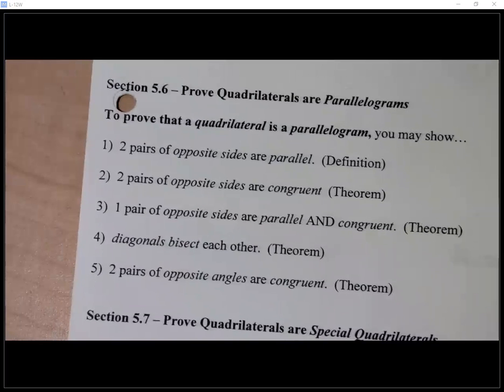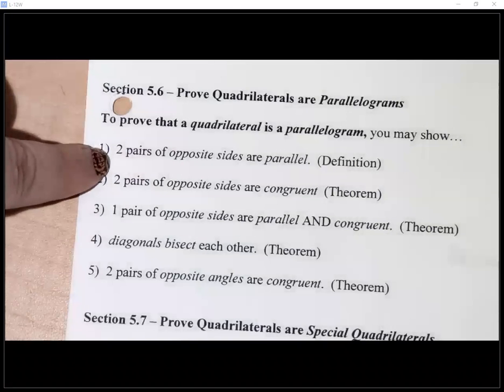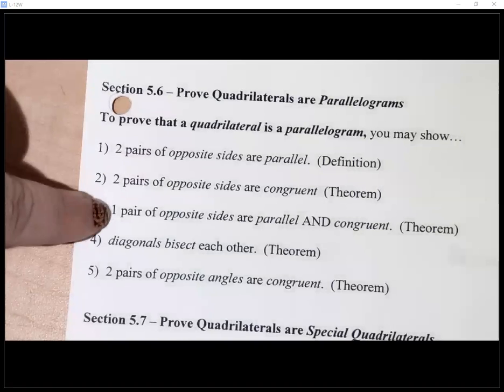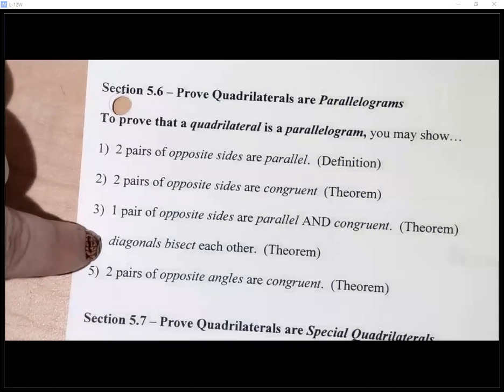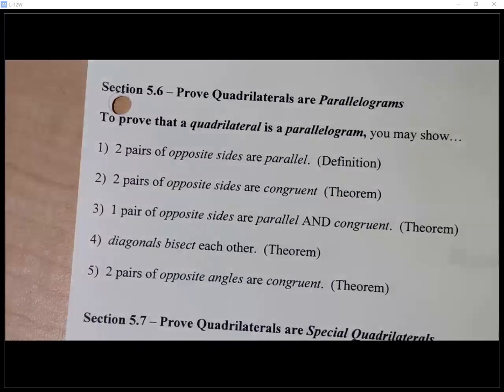You can either show me that you have two pairs of opposite sides parallel, two pairs of opposite sides that are congruent, one pair of opposite sides parallel and congruent, the diagonals bisect each other, or two pairs of opposite angles congruent. So those are your 5 ways to prove that a parallelogram is in fact a parallelogram. We have talked about that already.